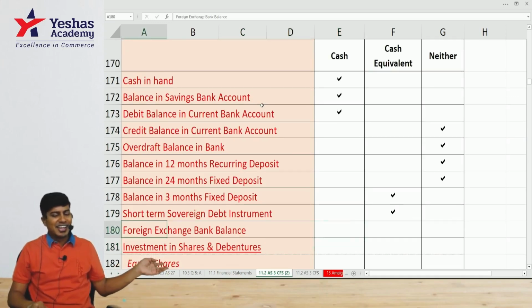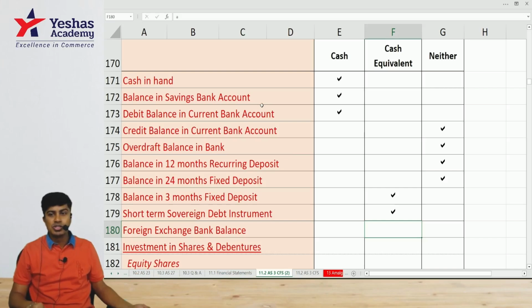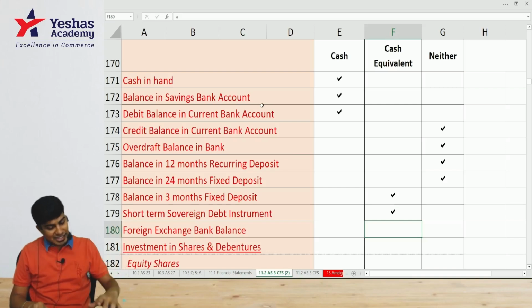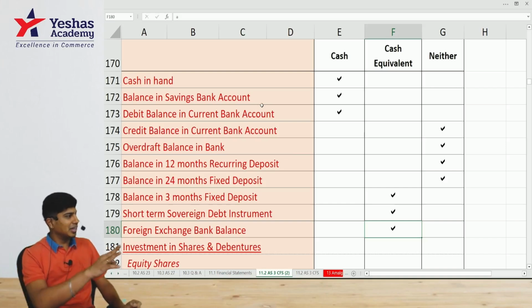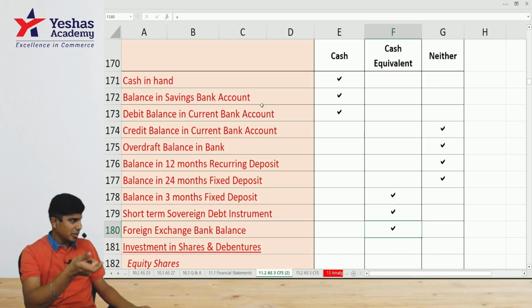Tell me, foreign exchange bank balance. You have money in a foreign country bank account, like in dollars, pounds, dirhams, baht, yen. What is it? It is not cash. It is cash equivalent. It can be converted into cash immediately. Stock exchange is there, no? Like that, foreign exchange is also there. You can sell it like this. Readily convertible. Whatever is the trade, same rate you can sell.